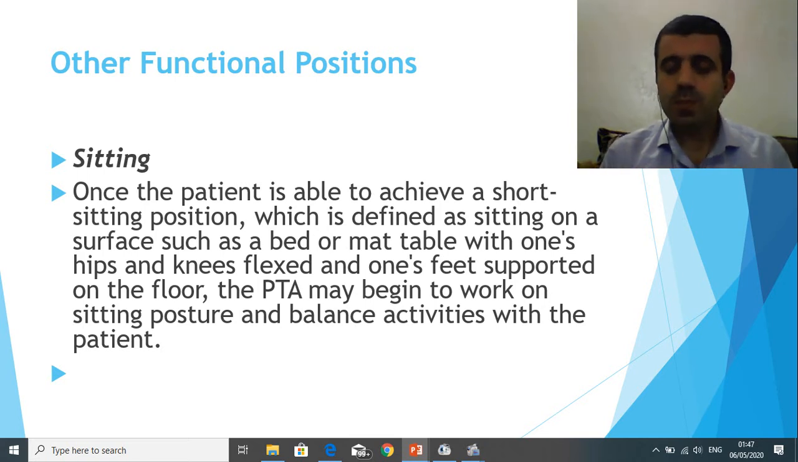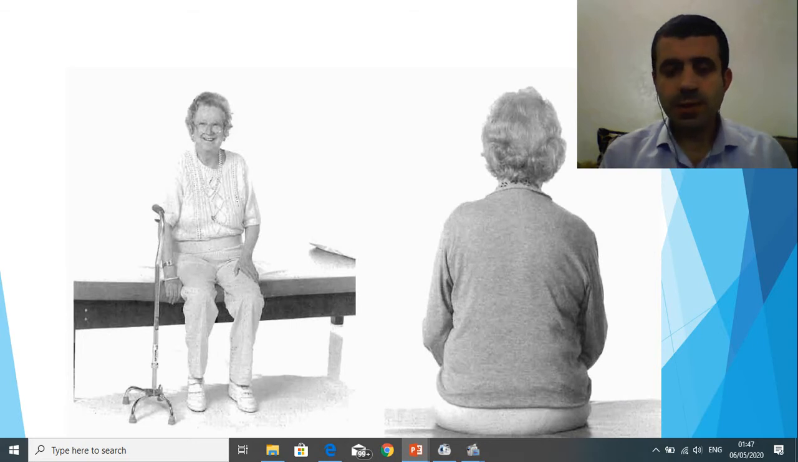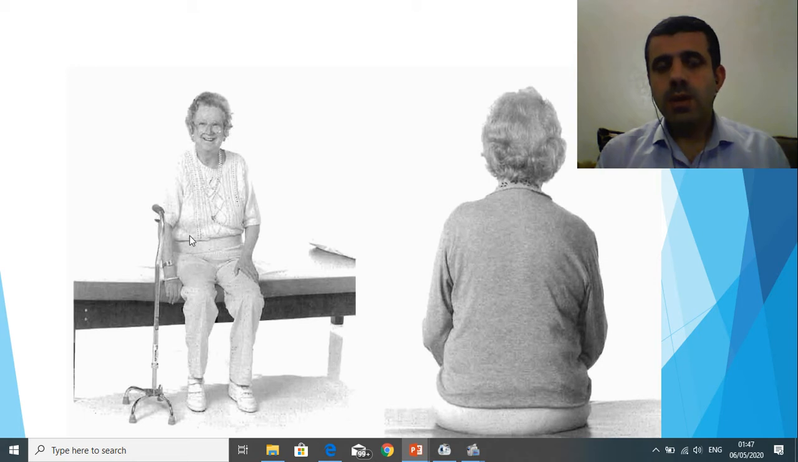Okay, so this is the patient. You see that the patient is sitting with a stable pelvis, and the hip is flexed, the knee is flexed, the feet supported on the floor. Okay. At that time, the physiotherapist can work on this patient for sitting exercises.